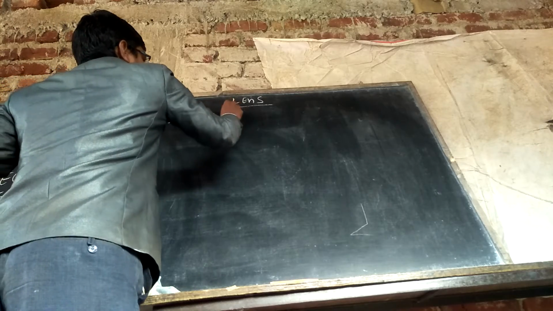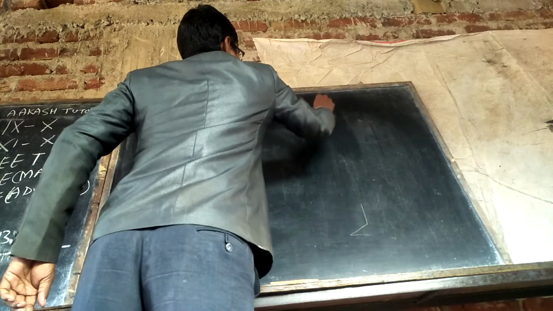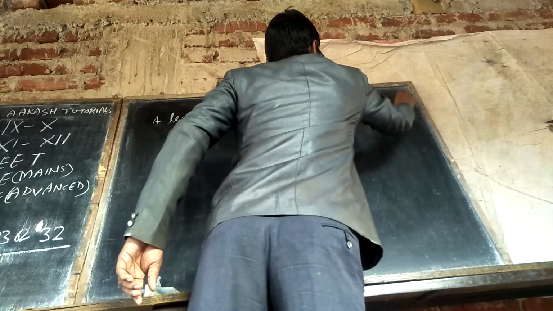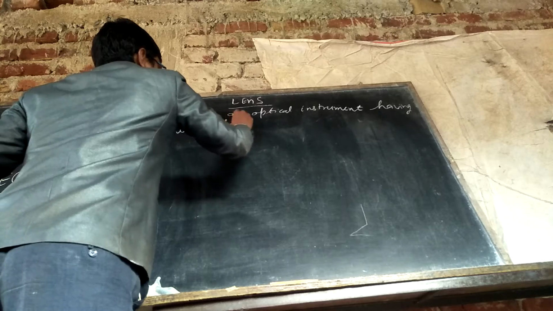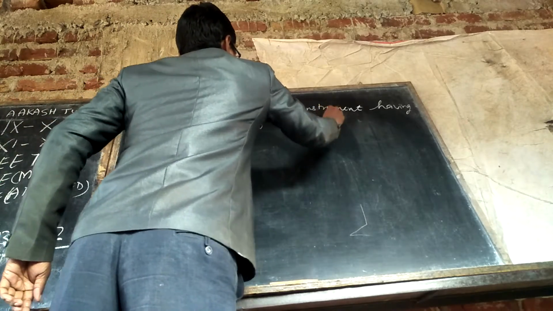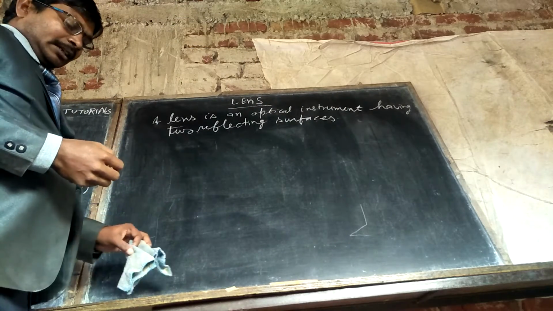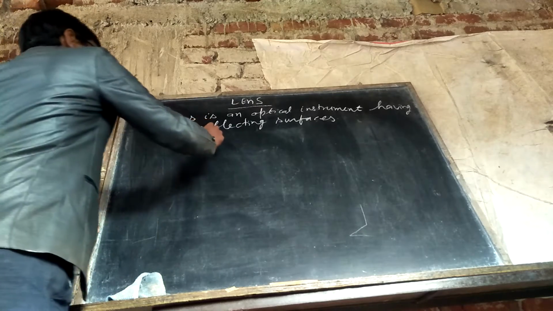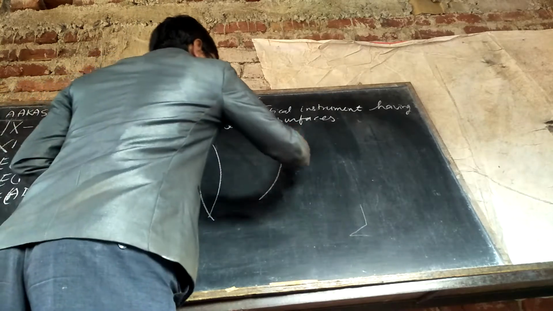A lens is an optical instrument having two reflecting surfaces. It means a mirror has a single reflecting surface, but a lens has two reflecting surfaces, and both reflecting surfaces may be walled outward or walled inward.